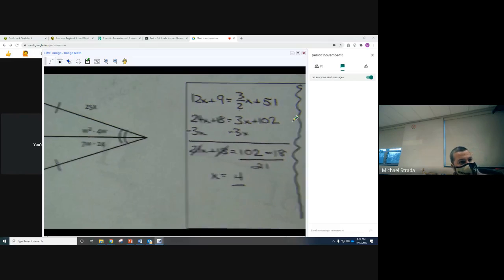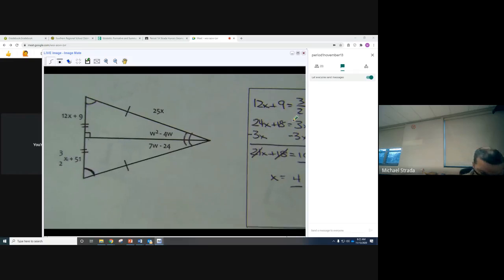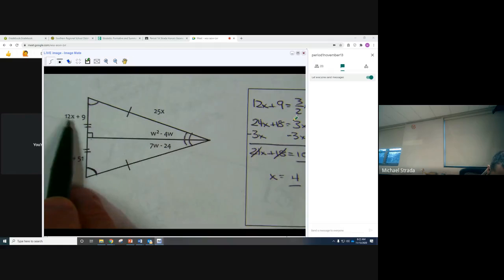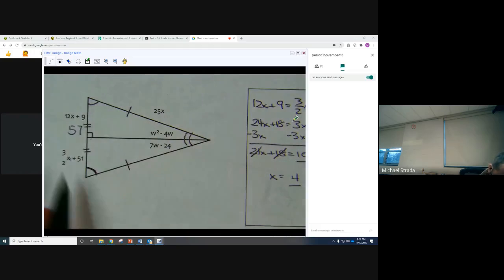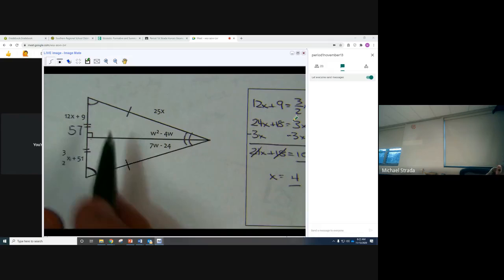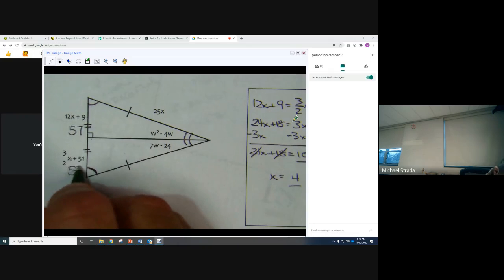Okay, I can then plug that back in. 12 times 4 is 48. 48 plus 9 is 57. 3 halves times 4 is 6. 6 plus 51 is also 57, so I checked my work.